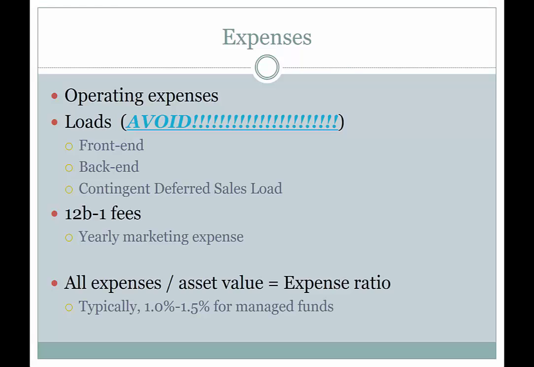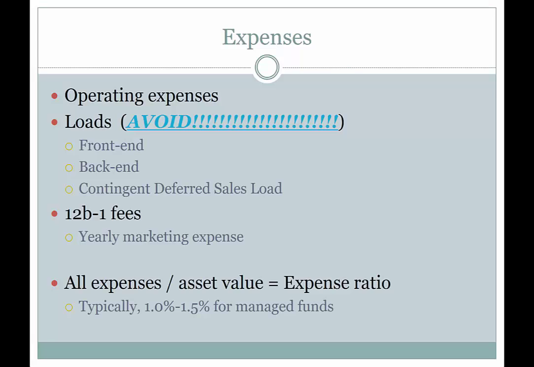A back-end load, I invest $100, they put $100 in. I take the money out. When I withdraw the money, let's say it's 110 by then, they charge me a load at the back end. So they've charged me 5.5%, and I'll get a lot less money than I would if I didn't have that load in terms of return, especially.